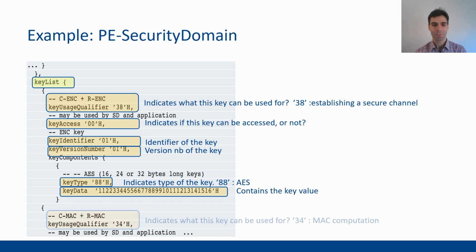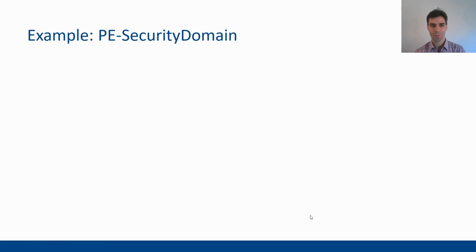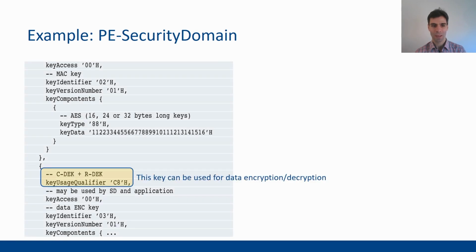The second key in this example is with key usage qualifier 34, which indicates that this key is used for MAC computation. And the third key is with key usage qualifier C8, which indicates that this key is used for data encryption and decryption.